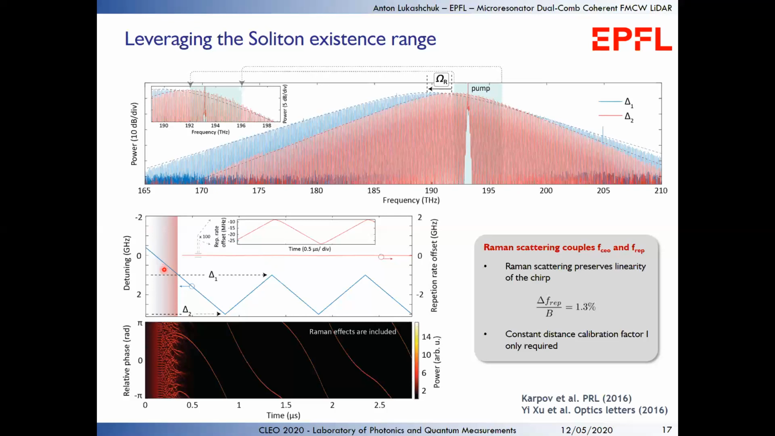But we performed the simulation, and we see that for the 2 gigahertz detuning amplitude, our repetition rate only varies by around 10-15 megahertz. Furthermore, it varies linearly, which is really good, because that means you can calibrate for it. It's only 1.3% of the detuning, which is really a low value.